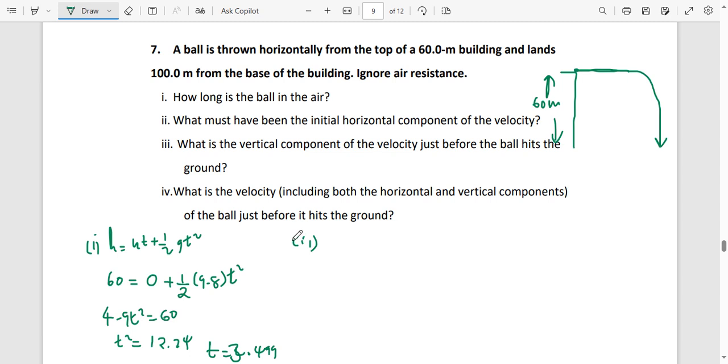Now the horizontal component of the velocity, the initial, because we have not been told at what velocity we threw this ball. Actually, the velocity at which we threw the ball is the horizontal component because we threw this ball horizontally. So simply, we'll look at the range that we covered. What was the range that we covered? We've been told that the ball lands 100 meters from the base.